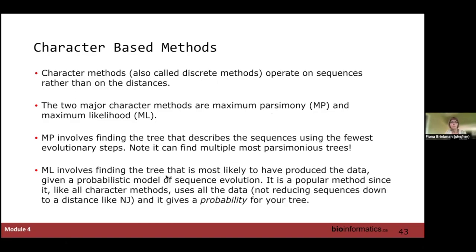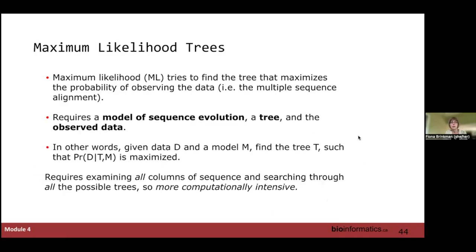Maximum likelihood involves finding the tree that is most likely to have produced the data, given a model of evolution. It's very popular since, like other character-based methods, it uses all the data, not reducing sequences down to distances like neighbor joining does, and it gives you a nice probability of your tree. So you've got a sense of its likelihood.